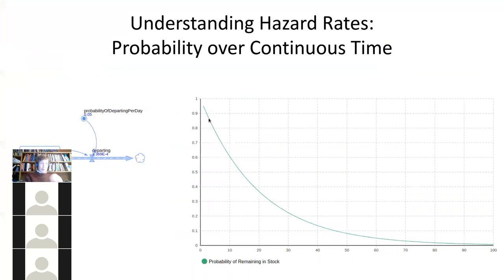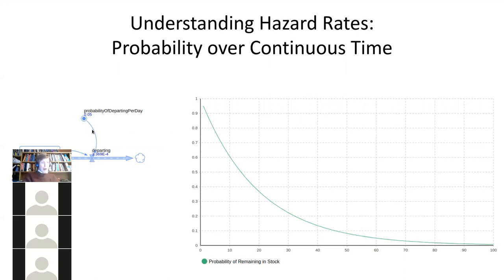And I used it to draw this picture. At first, you have probability 1 of being in the stock. For some reason, it isn't showing that first little bit. And then it drains down exponentially. If this looks very similar to what we saw in the last set of slides, it should, because it's a first order delay.